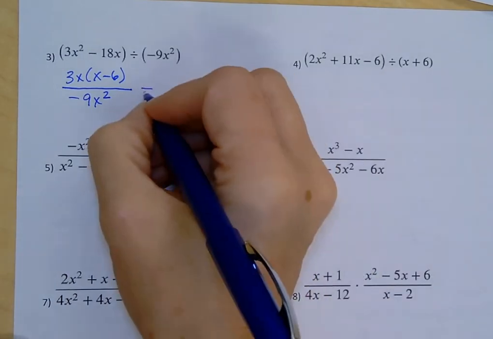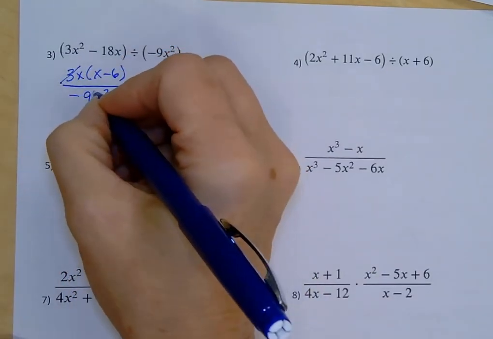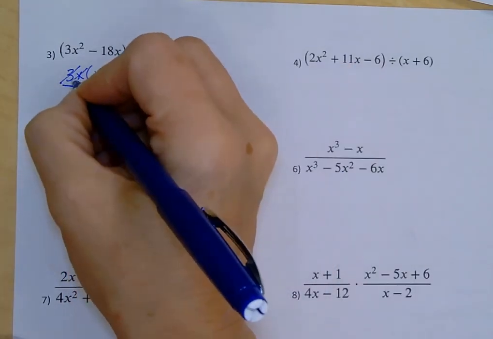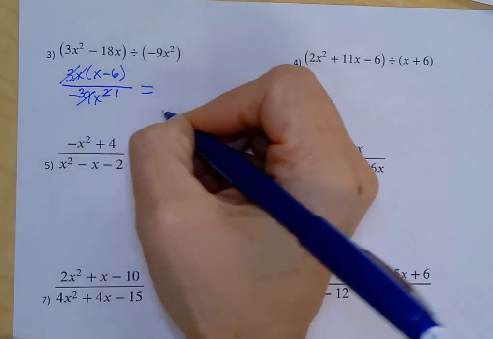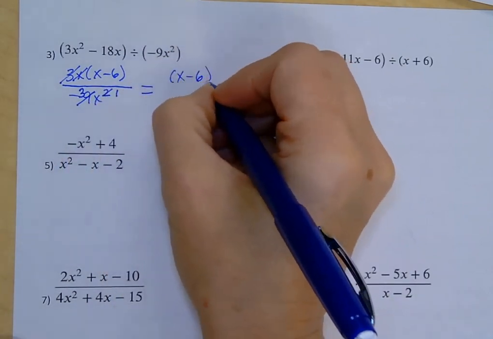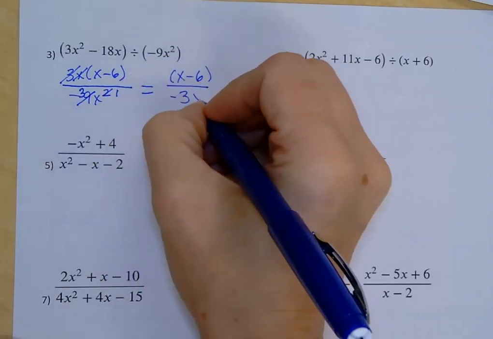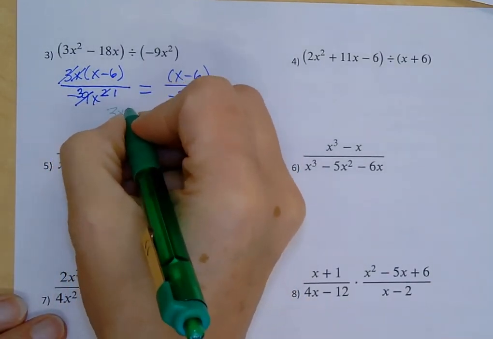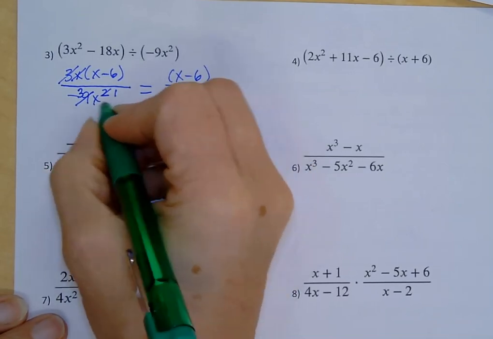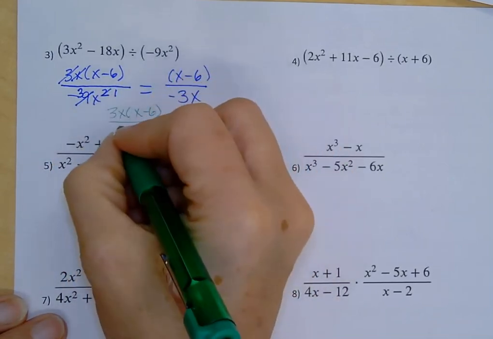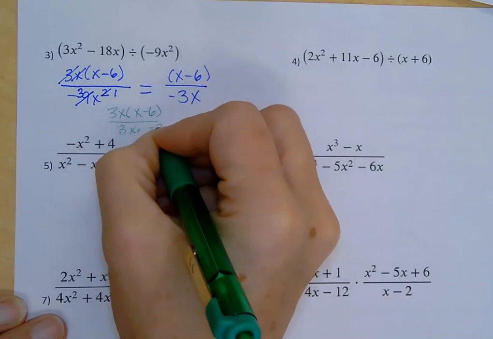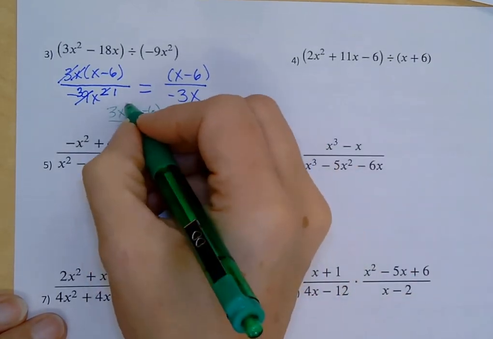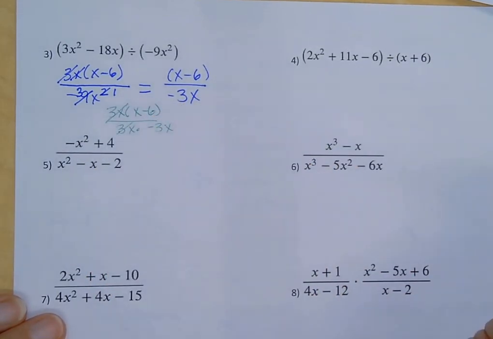Okay, so here I know 3 goes into 3 one time, 3 goes into negative 9 negative 3 times. So I have negative 3 there. X goes into x one time, and x goes into x squared one time. So this is a way that I can look at this. X minus 6 over, I now have negative 3x. If you wanted to, you could have written this as 3x times x minus 6 over, I had negative 9x squared, right? So I could say that's 3x times negative 3x. See, 3 times negative 3 is negative 9, x times x is x squared.